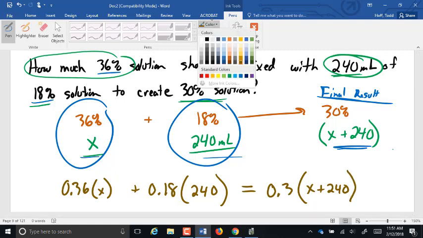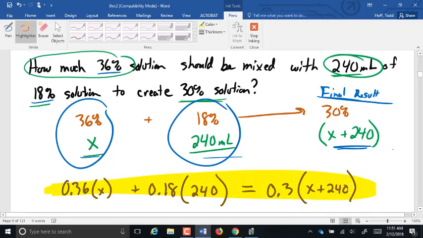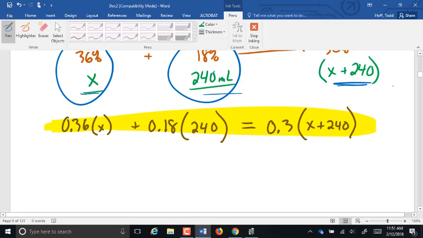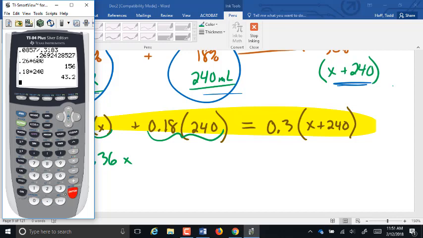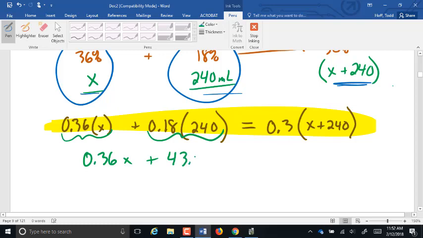So here's my next pause. Any questions as to where this equation comes from? Okay. So now our next step, as always, is to simplify whatever we can on each side of the equation. So on the left side over here, 0.36 times X is just 0.36X. 0.18 times 240 is 43.2. Equals, on the other side, 0.3 times X is 0.3X. 0.3 times 240 is 72.